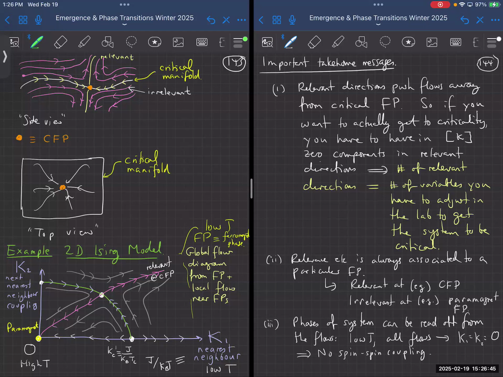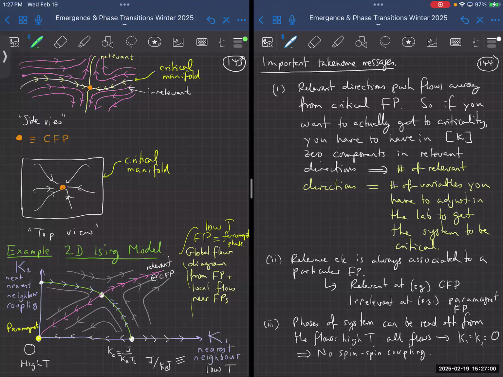I mean high T. Thank you. Yes. Yeah. Thanks. I meant small K, but high T, exactly. So there's no spin-spin coupling.